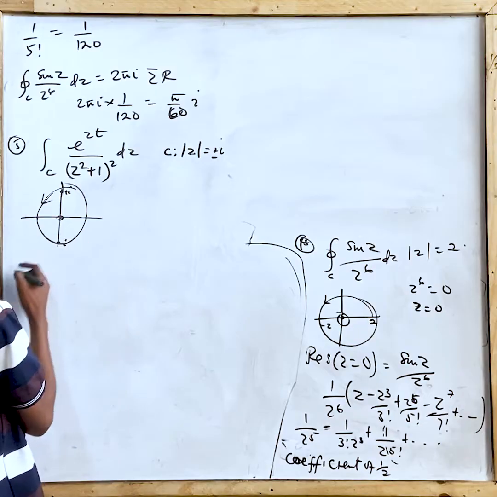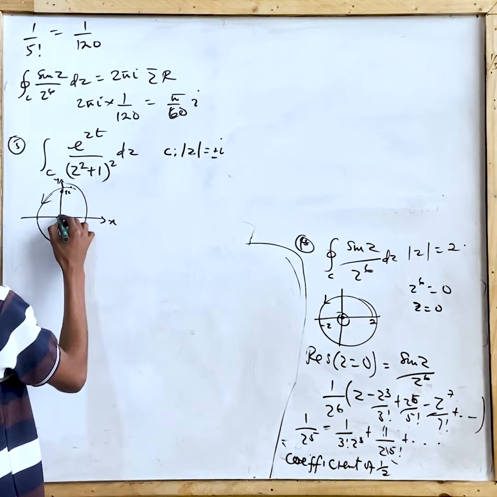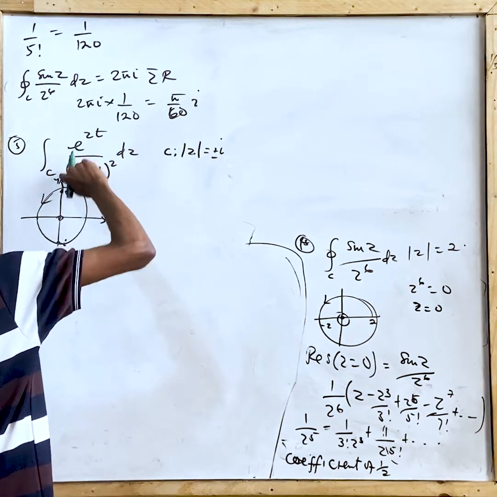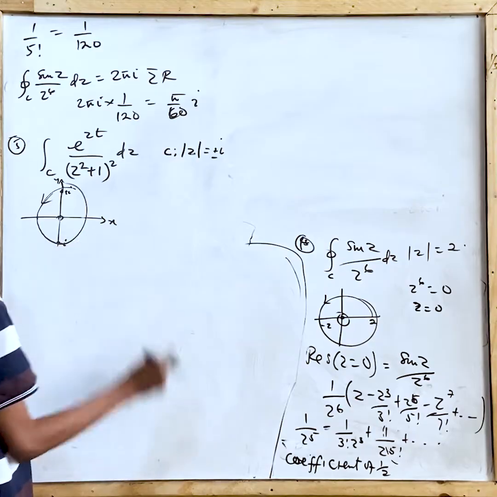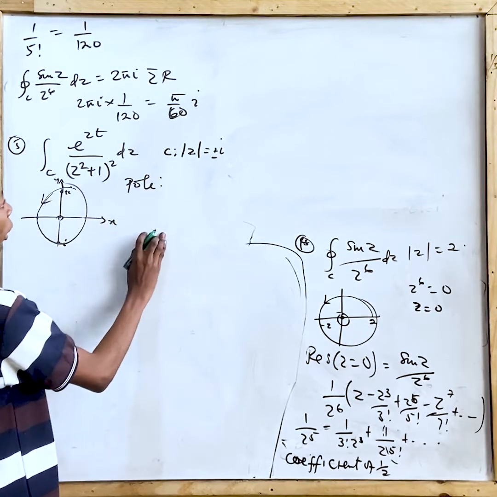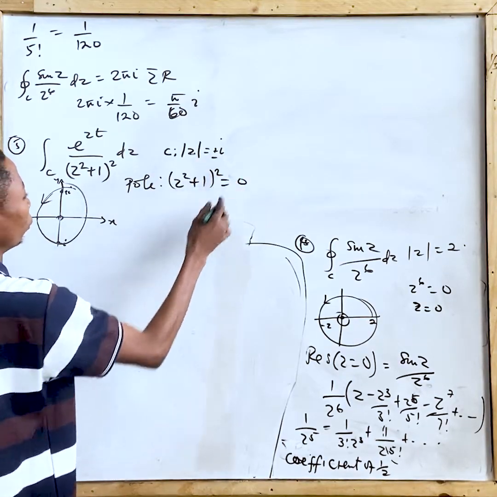So after that, y and x, because z is centered at 0 with radius 1, that is 1 on the vertical axis, and minus 1 like this. So what is the pole? The pole will be at where? The pole will be at (z squared plus 1) all squared equals 0.